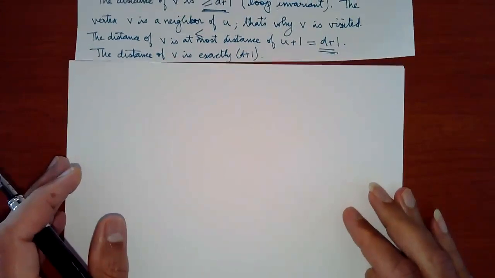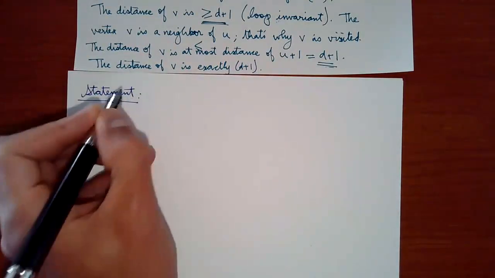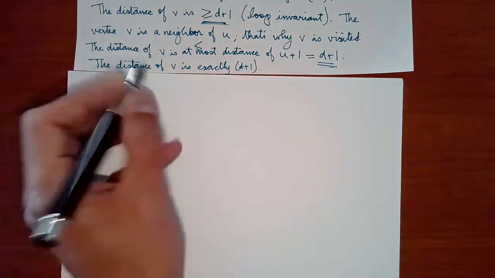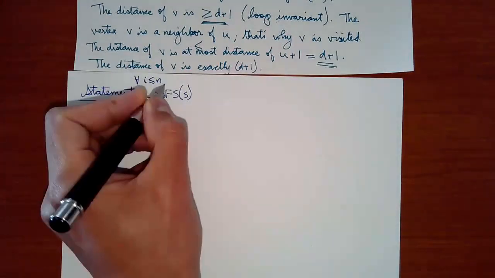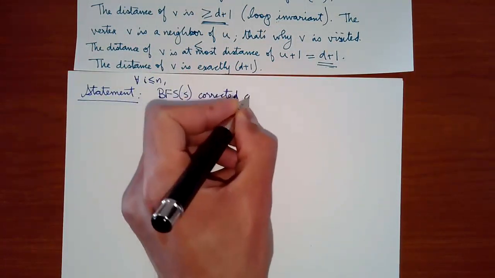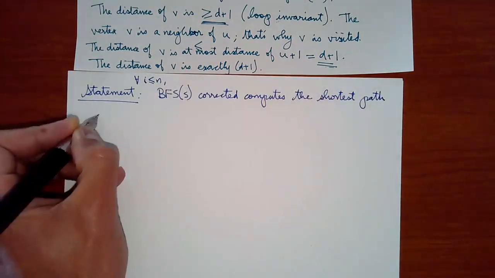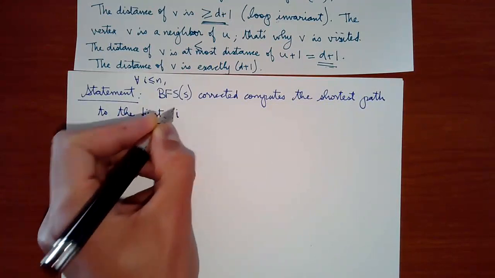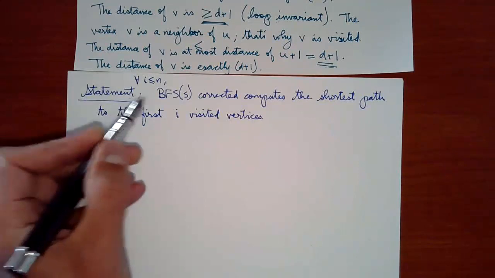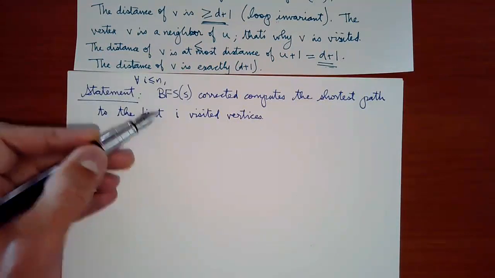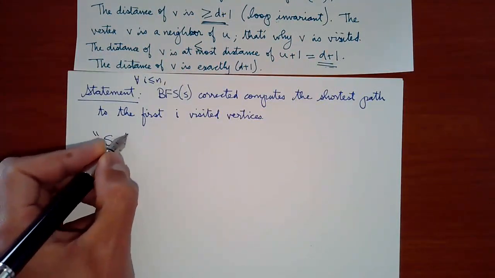So what is the induction? What is the statement? I'm going to make a statement here, and I'll say that for all i less than n, BFS S correctly computes the shortest path to the first i visited vertices. This is the statement that I'm proving by induction. Observe that this is essentially not one statement, it's a parameterized statement. There's a statement for every i. So there are really n statements here, where you can think of S_i, the statement S_i, as this.